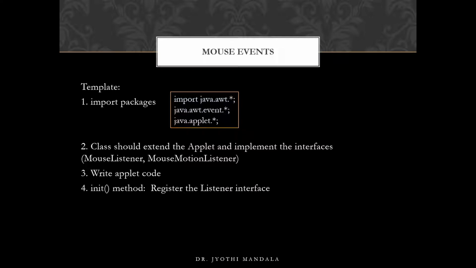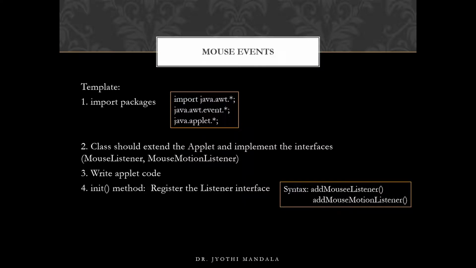After that we need to write down the init method. In that init method, as we already learned, the listener should be registered with that source. That statement whatever we need to write should be written in the init method, and that will be done by using the syntax call. If you are implementing these two interfaces, then both the listeners should be registered by using the methods addMouseListener and addMouseMotionListener. If only one is used, only one statement needs to be written.